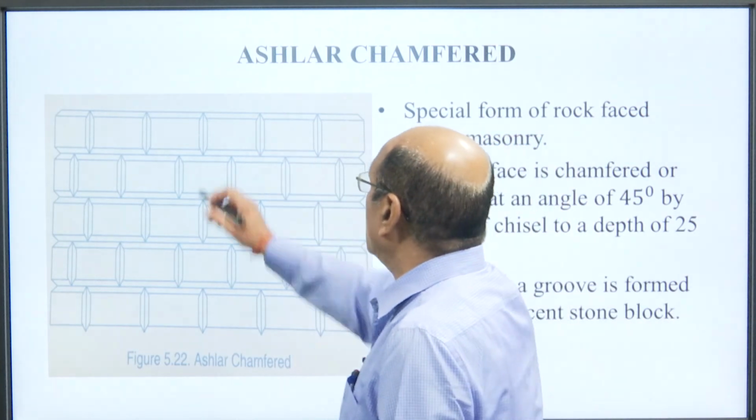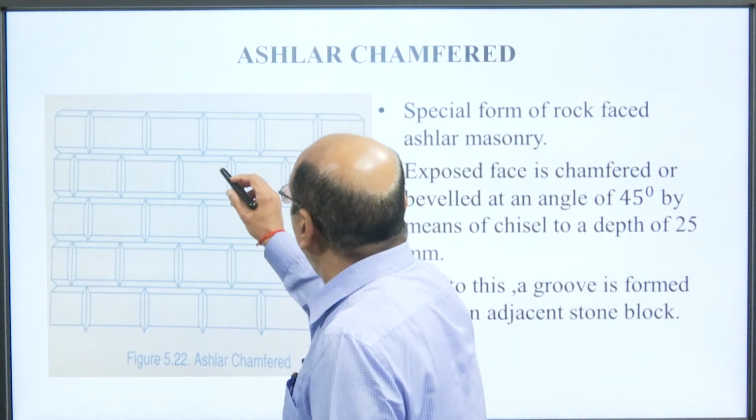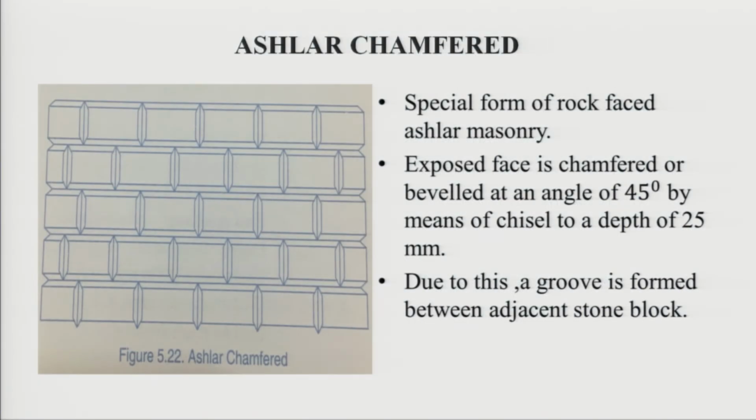We can see in the drawing, we can take example of this stone. The sides of a stone are chamfered or beveled at an angle of 45 degree, like this way.